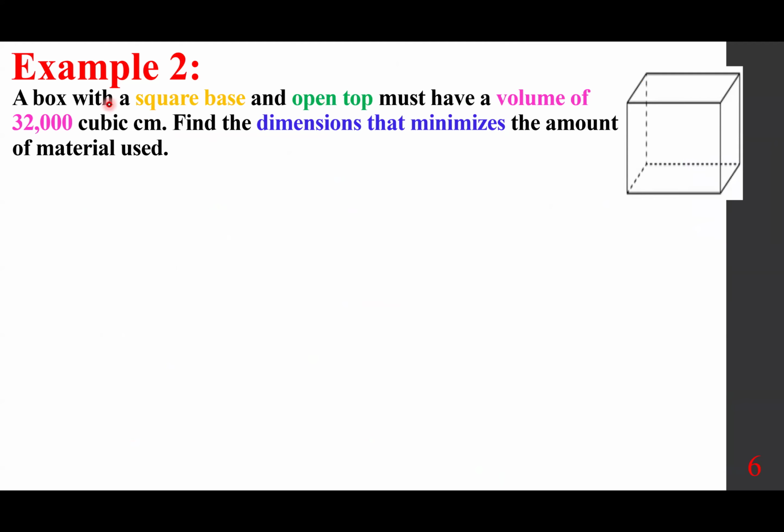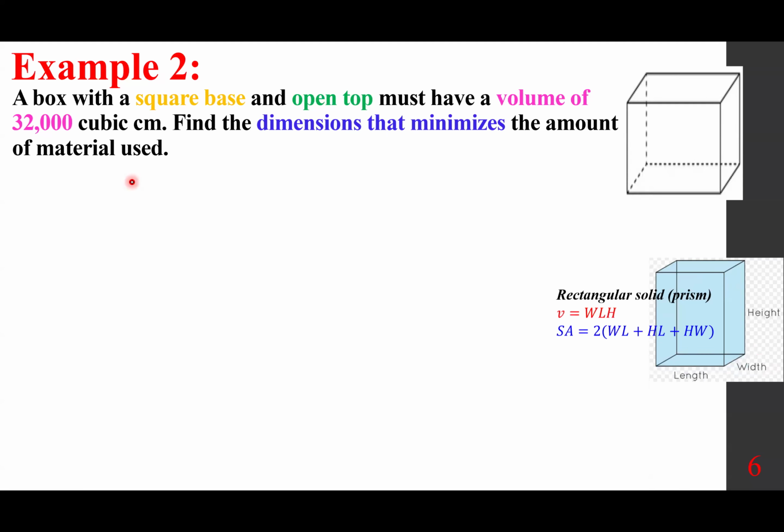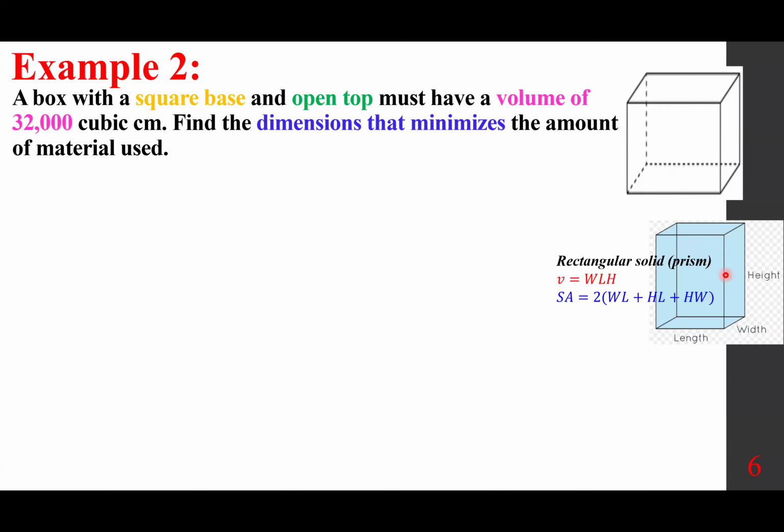A box with a square base and open top must have a volume of 32,000 cubic centimeters. Find the dimensions that minimize the amount of material used. First, I want to remind you of some information from algebra and geometry. This is a rectangular solid, with a width, a length, and a height. It is also called a prism.